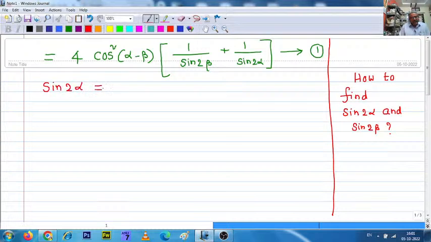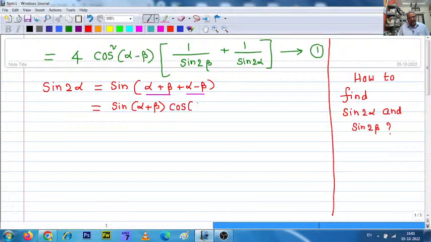See, my dear students, this sin 2 alpha can be written as sin of alpha plus beta plus alpha minus beta. You check, is it correct now? I hope it is correct. For example, you can say this is A, this is B. Sin of A plus B formula, so it can be expanded like this: sin of alpha plus beta, and cos B, cos of alpha minus beta, plus cos A, cos of alpha plus beta, multiplied with the sin of alpha minus beta.